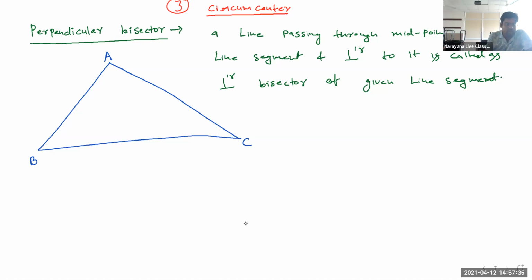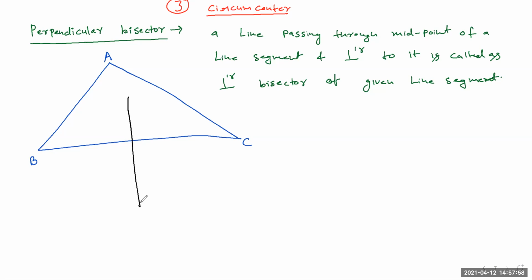Okay, so our Darshan. Darshan, tell me one thing. Darshan, can you hear me? Hello. Yes, sir. Darshan, I'm asking you a question. If you draw the perpendicular bisector of line segment BC, will it pass through A or not? Will it pass through A?